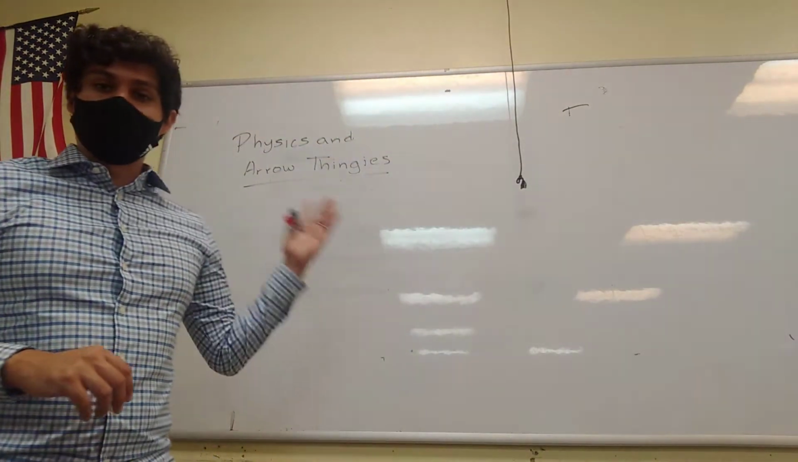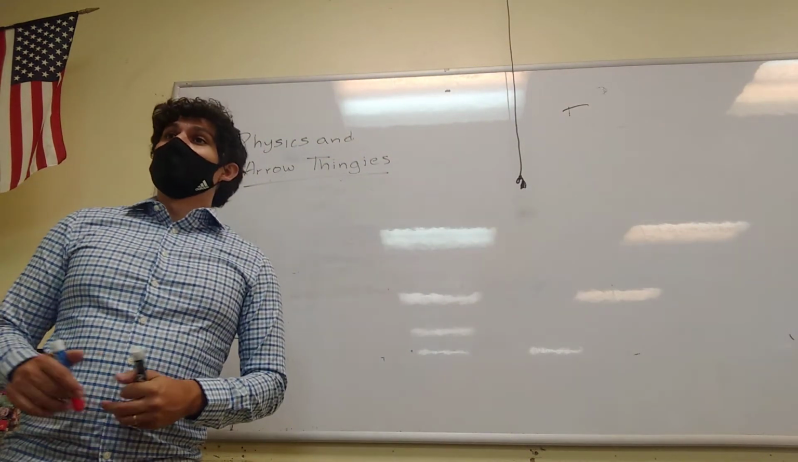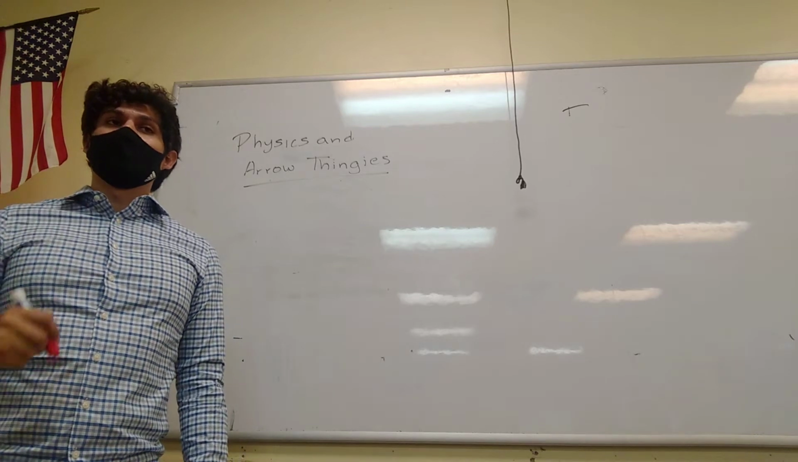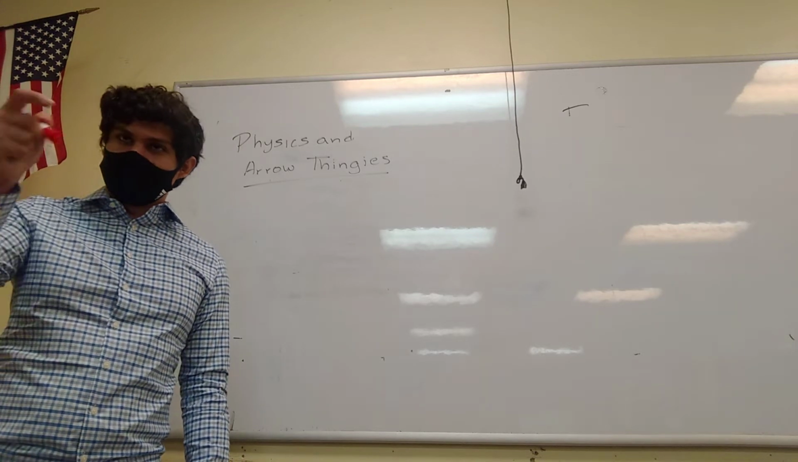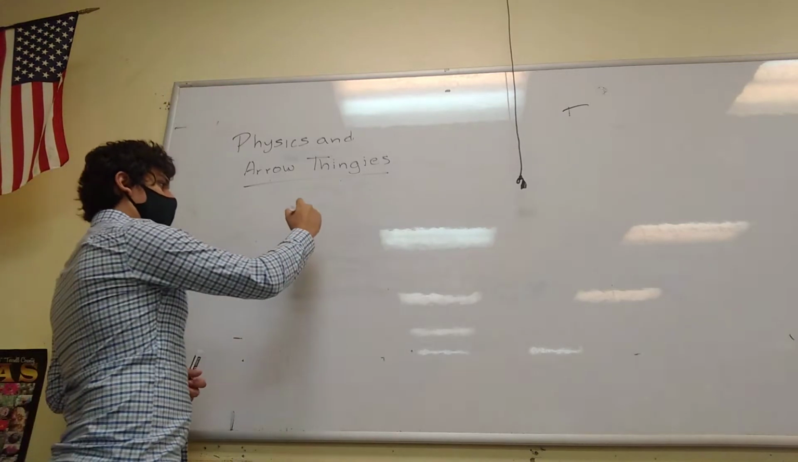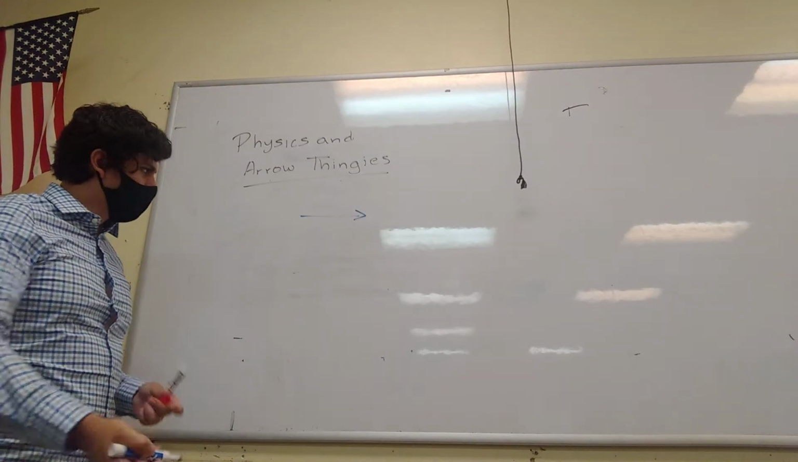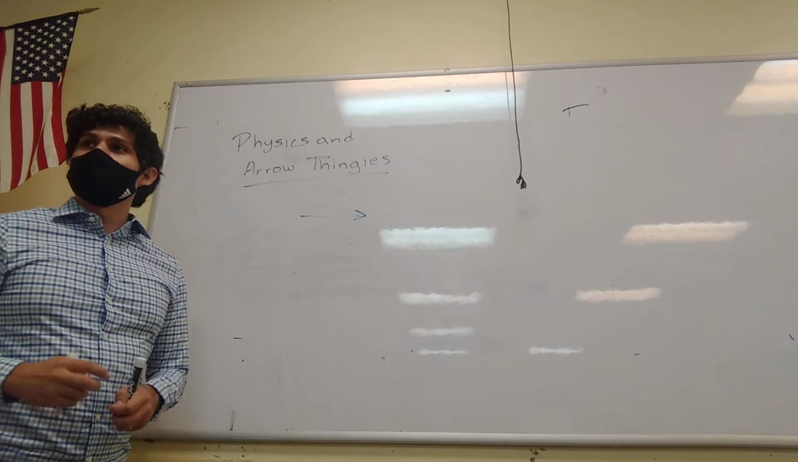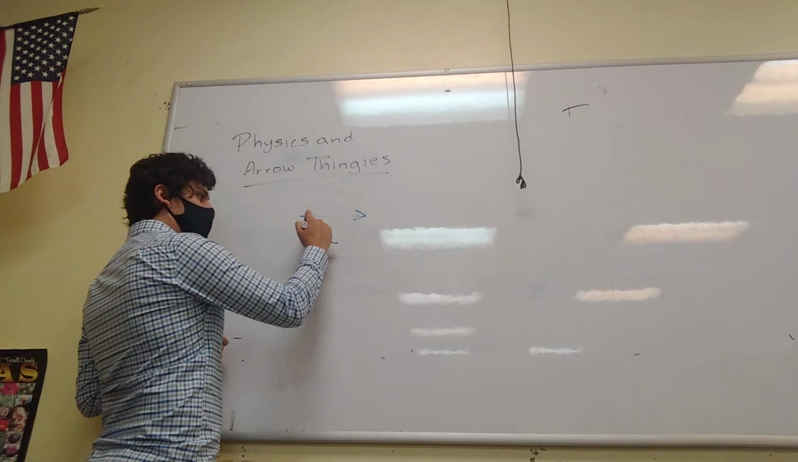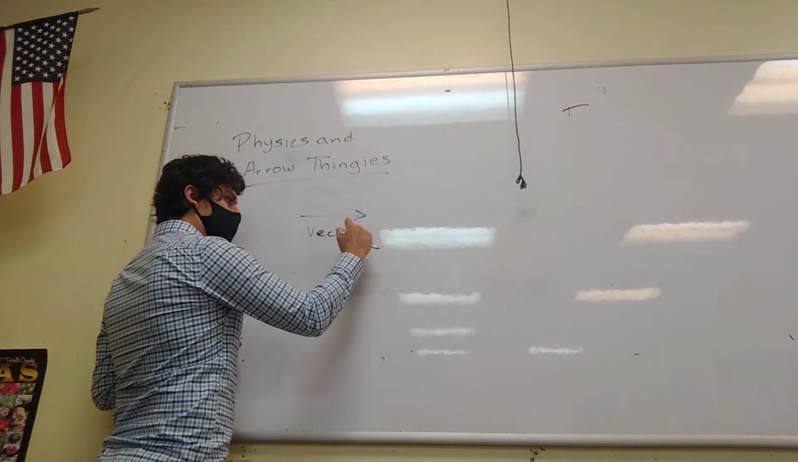Now, physics and arrow thingies. Mr. Mian, what do you mean arrow thingies? Okay, I'll be right with you. Now, who can tell me what this is? An arrow thingy. It's an arrow thingy, right? Well, in physics, these arrow thingies have a special name, and they're called vectors.